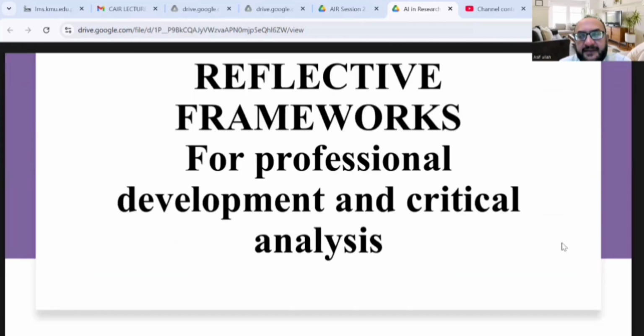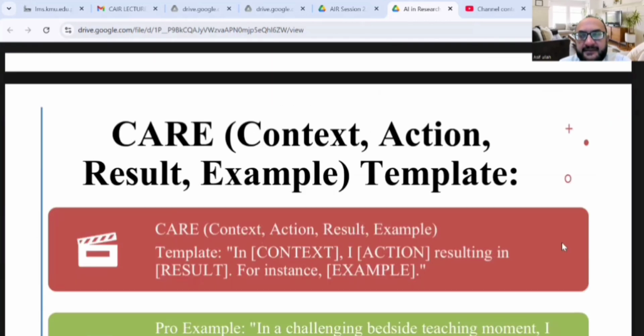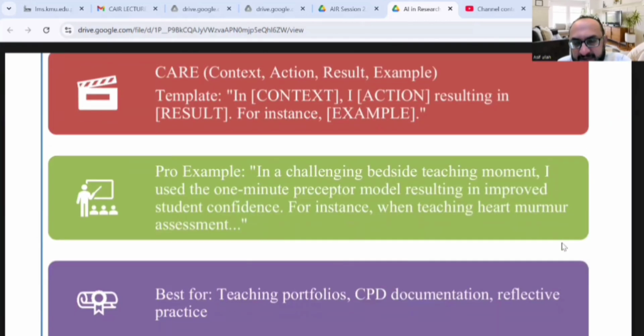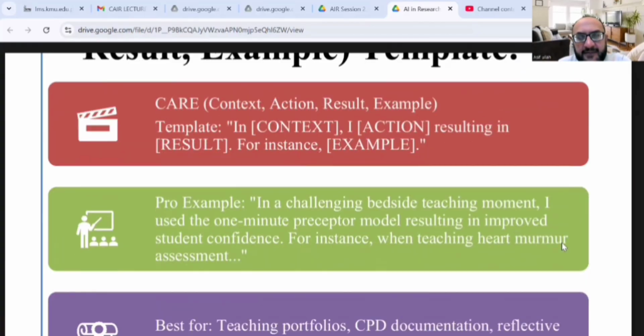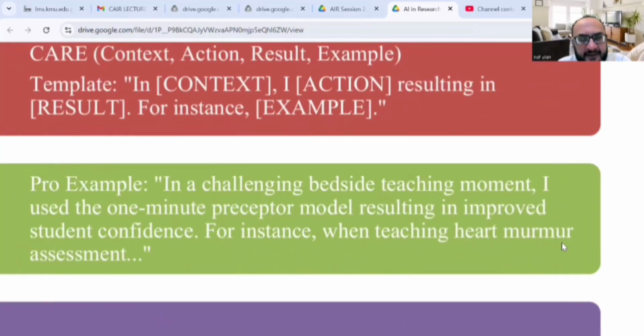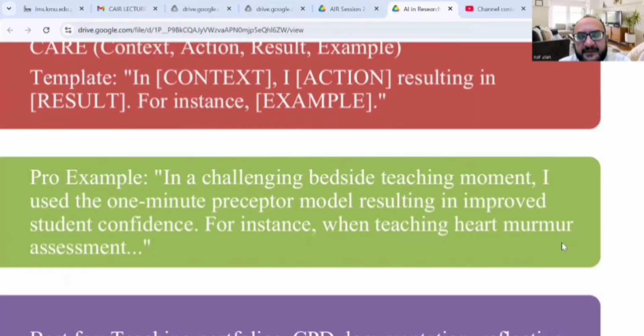Reflective frameworks for professional development and critical analysis, like CARE: context, action, result. CARE is basically best for teaching, portfolios, CPD documentation, and reflective practice. For example, in a challenging bedside teaching moment, I used the 1 minute preceptor model, resulting in improved student confidence. For instance, when teaching an assessment. So it is clear: context, action, result, example.